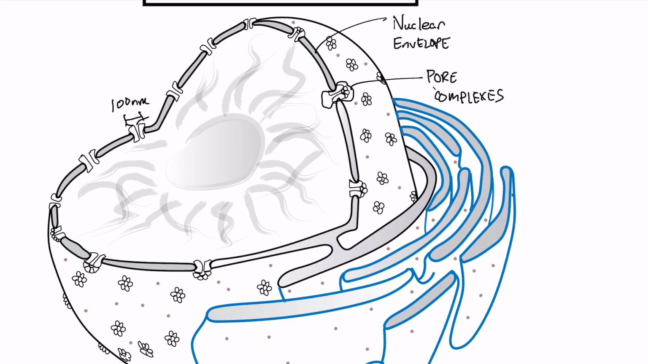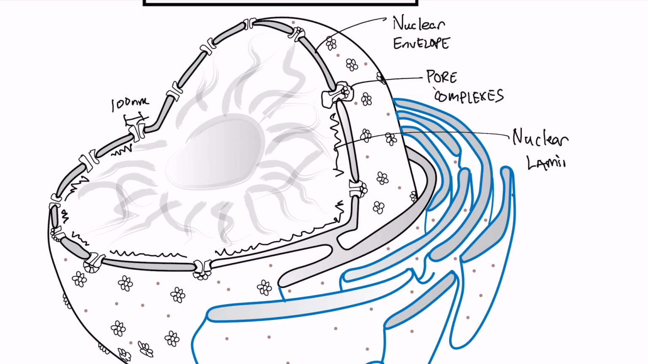Now, on the inside of the nuclear envelope, you have a cytoskeleton element that forms a cage net-like structure called the nuclear lamina. And this is important. The nuclear lamina is a cytoskeleton element made from intermediate filaments, and it basically provides structure to the nuclear envelope.